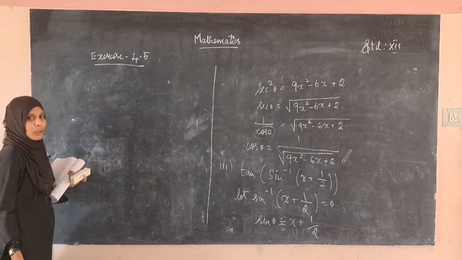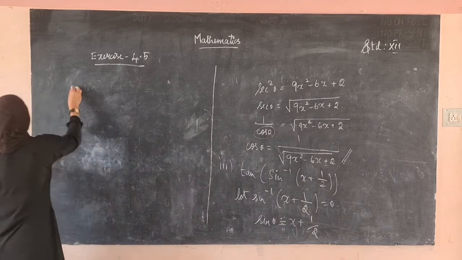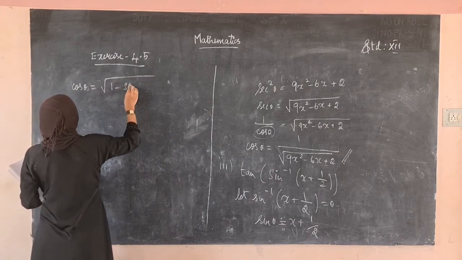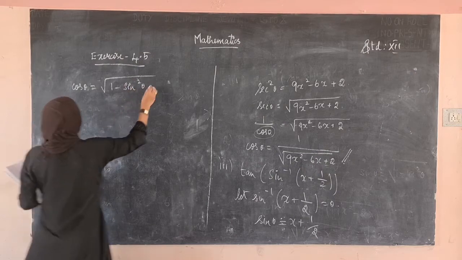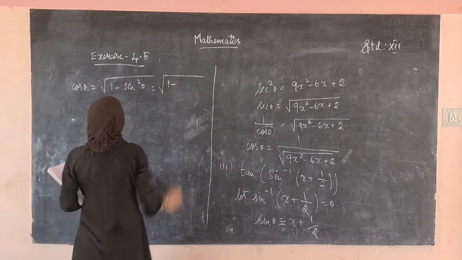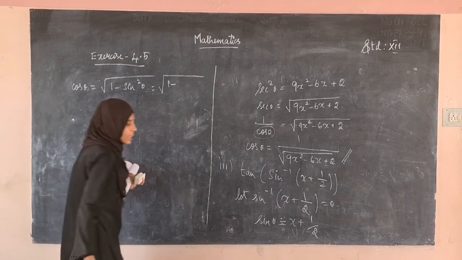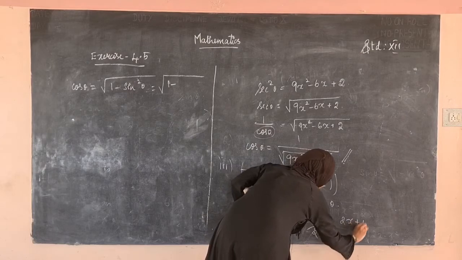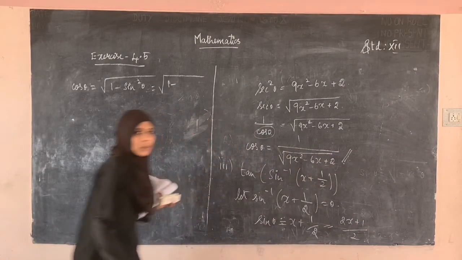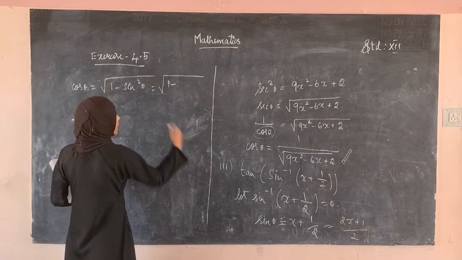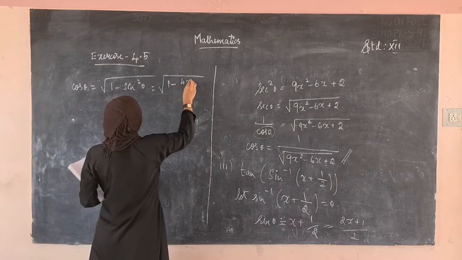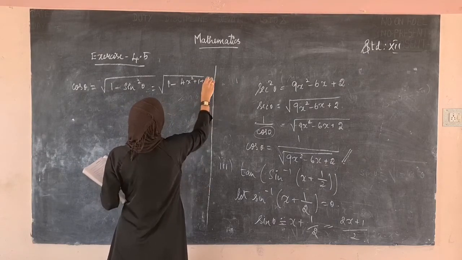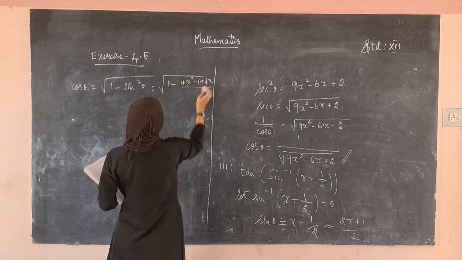Cos theta is equal to root of 1 minus sin square theta, which is equal to root of 1 minus, what is sin theta? Sin theta is x plus 1 by 2. This can be written as 2x plus 1 divided by 2. So 2x plus 1 the whole square is 4x square plus 1 plus 4x divided by 2 divided by 4.